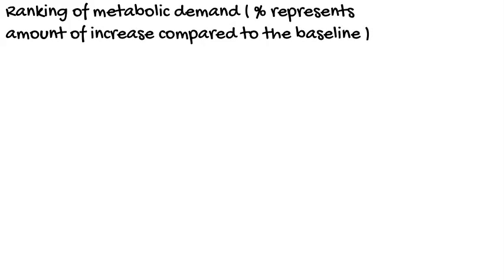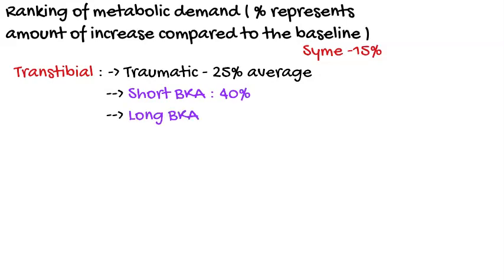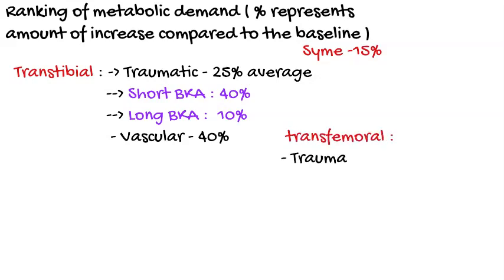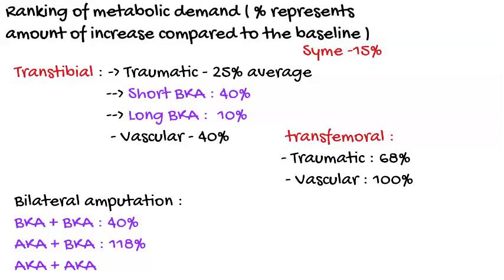For some amputation, the requirement is around 15%. Transtibial or below knee amputation for traumatic cause is around 25% on average. For short below knee amputation, there will be a 40% increase of metabolic demand. For long BKA, 10% of metabolic requirement or demand. For vascular causes, the metabolic demand will increase around 40% post-surgery.